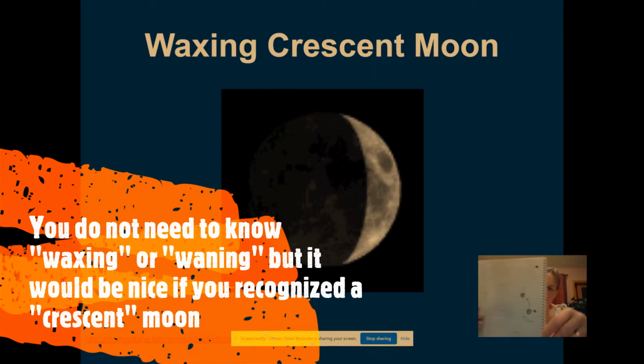So I drew the curve first, and then I shaded in part of it, but try to make sure you're doing it on the proper side. And of course you have to label. Waxing crescent.